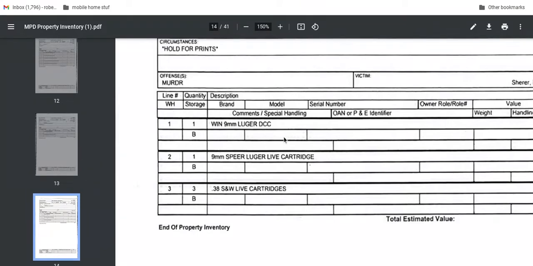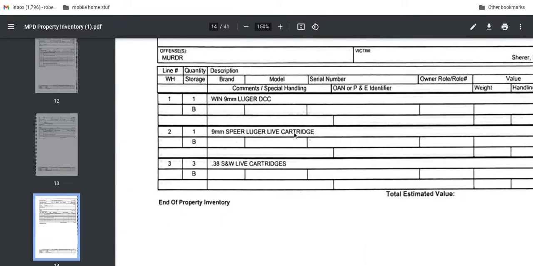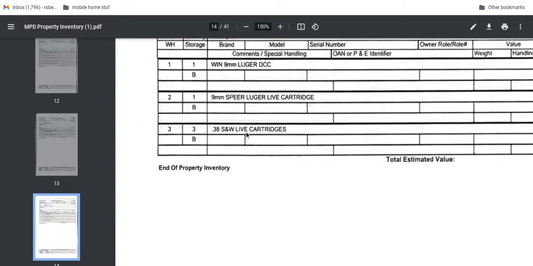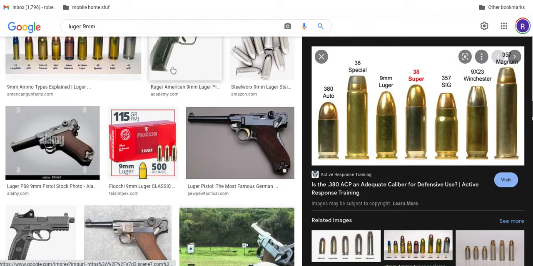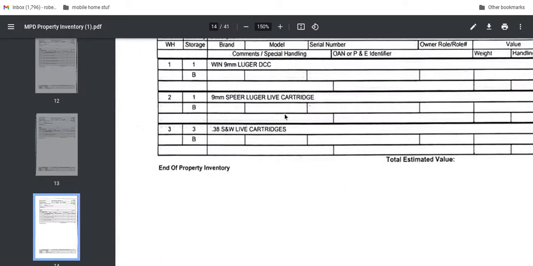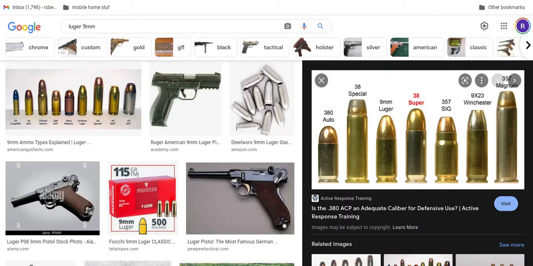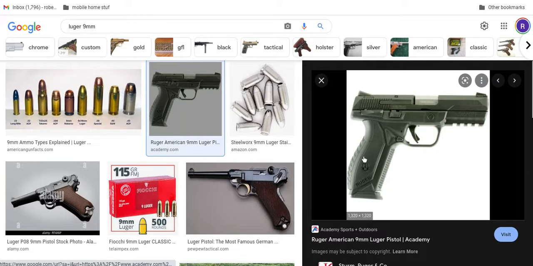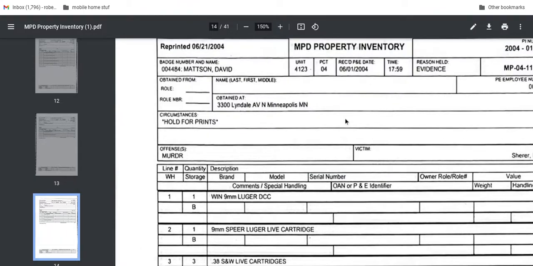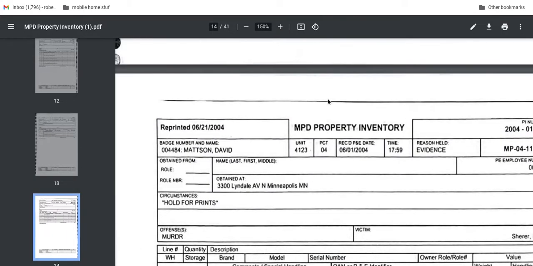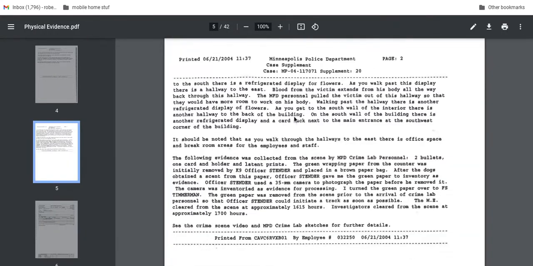There's a discharged firearm casing. And then there's a 9mm live cartridge, 1, and 3 38 live cartridges. So this one would go to this gun, and this one right here would go to this gun. That was found at the flower shop, supposedly 2 weeks later. There's no record of where it came from though, and that's the problem.